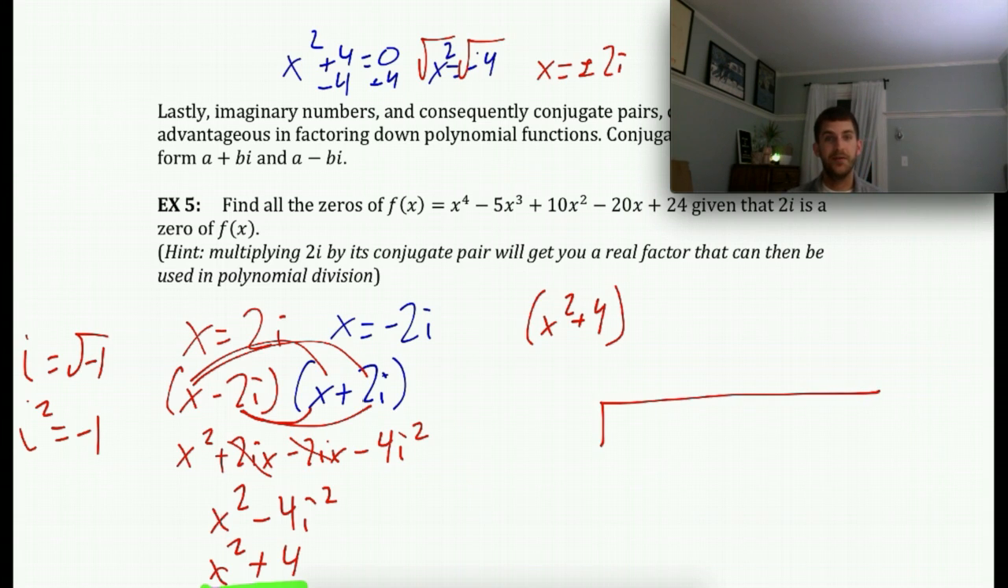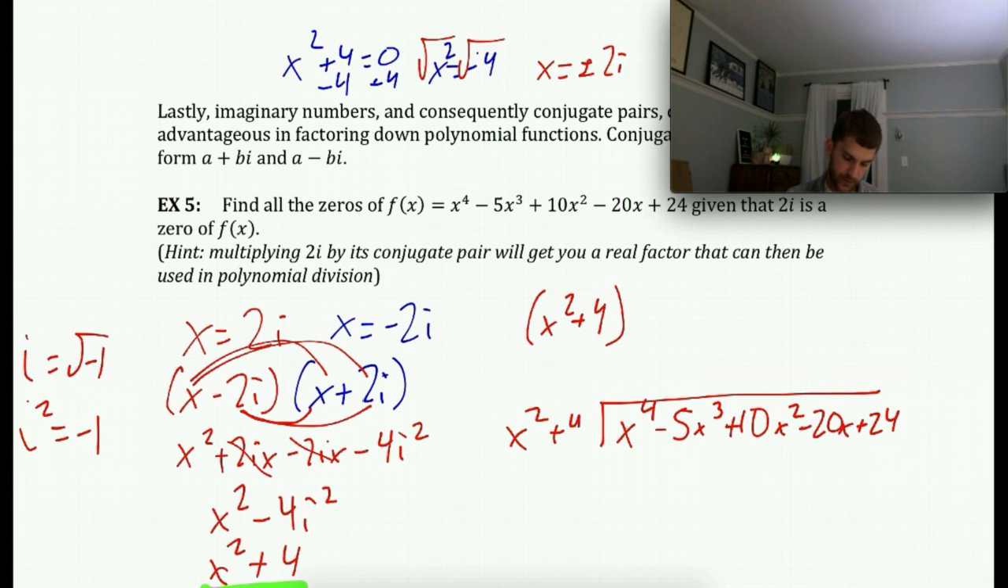So the original function, we have x to the fourth minus 5x to the third plus 10x squared minus 20x plus 24. And we're dividing that by x squared plus 4. Now, if you want to include that 0x, that missing term, that might be helpful as you're doing this. So we're going to go through piece by piece, again, primarily focusing on the x squared.